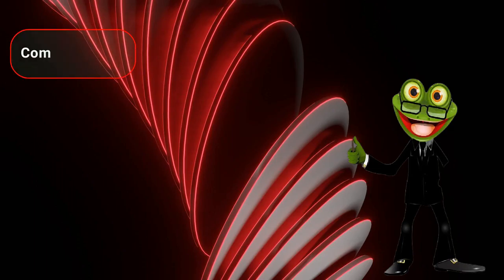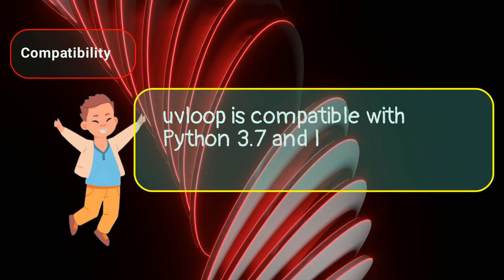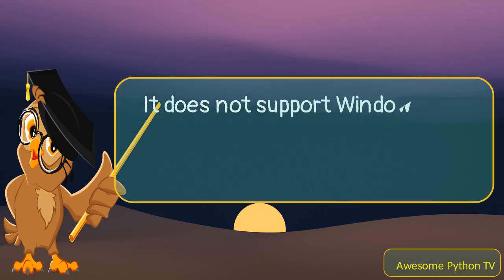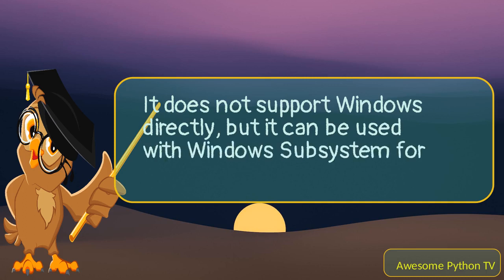Great! How about compatibility? Are there any Python versions or systems it doesn't work with? Uvloop is compatible with Python 3.7 and later, and it runs on Unix and Linux systems. It does not support Windows directly, but it can be used with Windows Subsystem for Linux, WSL.